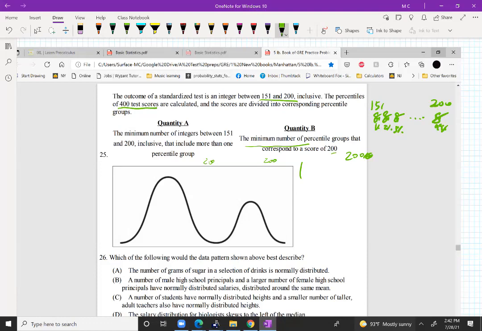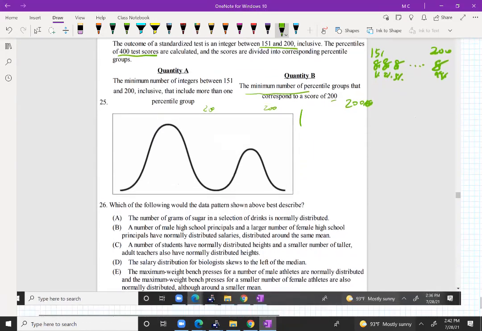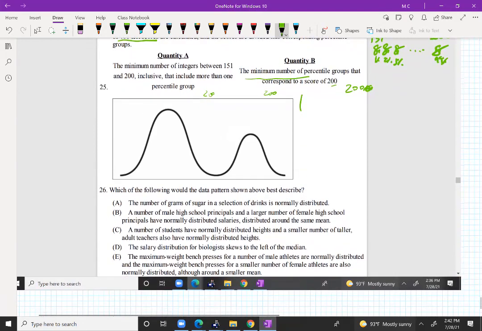Yeah, I think this can be ambiguous. This can be C. I can see why it could be. Yeah, don't worry about this question. It's messed up.